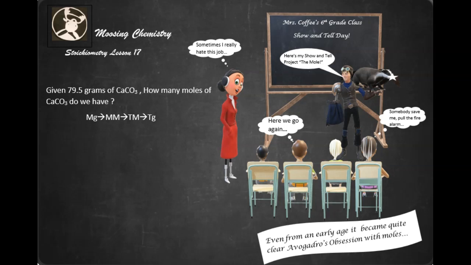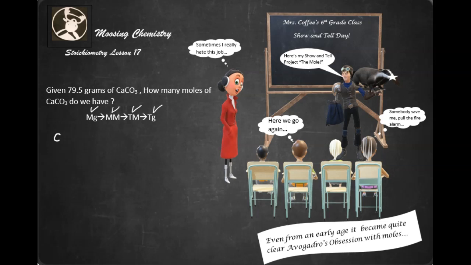Given 79.5 grams of calcium carbonate, which is CaCO3, how many moles of calcium carbonate, CaCO3, do we have? Well, it's important to remember the stoichiometry flowchart where you go from my grams to my moles to their grams. So the first thing we have to do is figure out the molar mass of calcium carbonate.